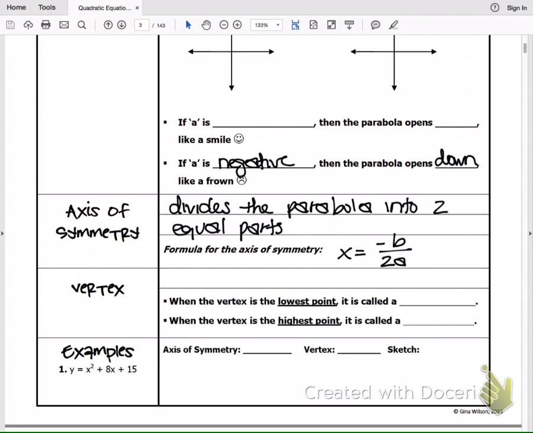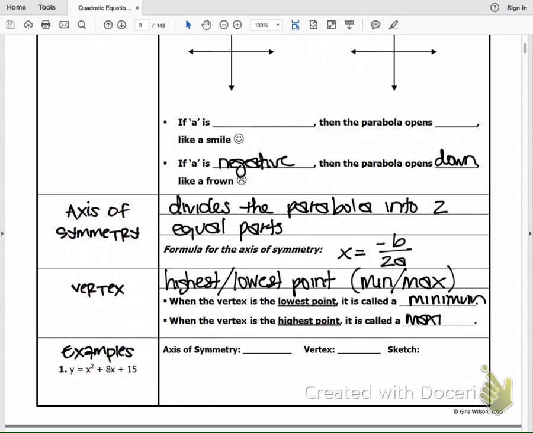We also have another part to our quadratic called the vertex of it. The vertex is the highest or lowest point. Sometimes we call it the minimum or the maximum. Okay? Which is what these two blanks are. When the vertex is the lowest point, it is called a minimum. When the vertex is the highest point, it is called a maximum. So, to begin with, we're just going to practice finding the axis of symmetry and the vertex and drawing a sketch without having to do the other 5 points.